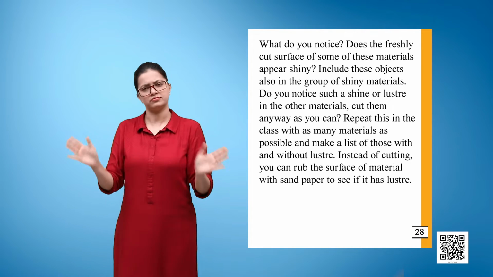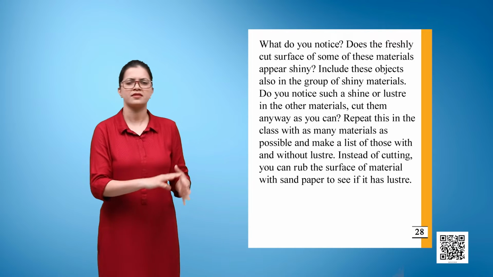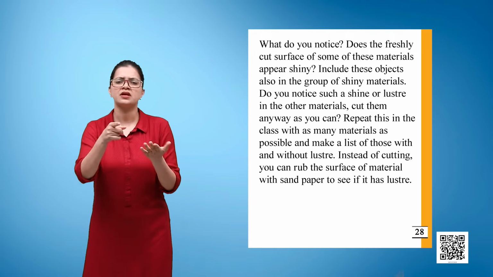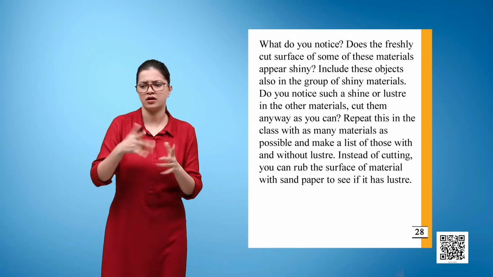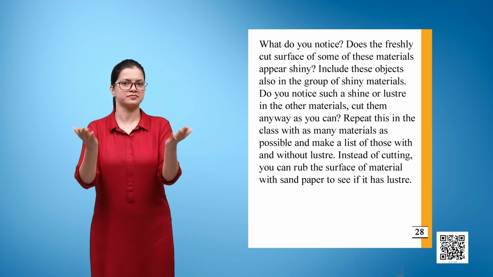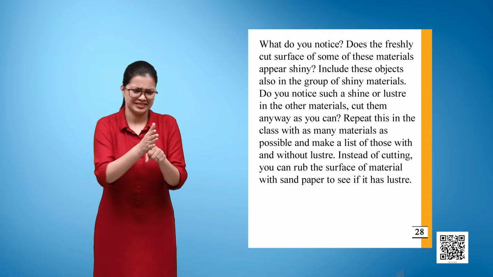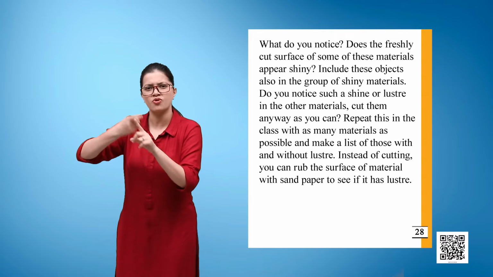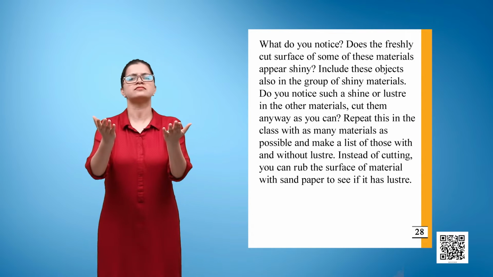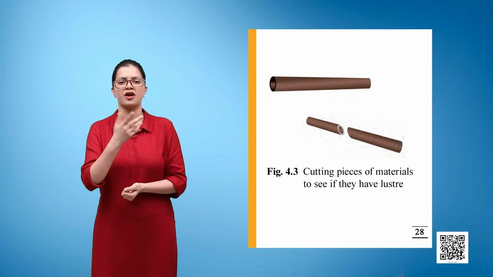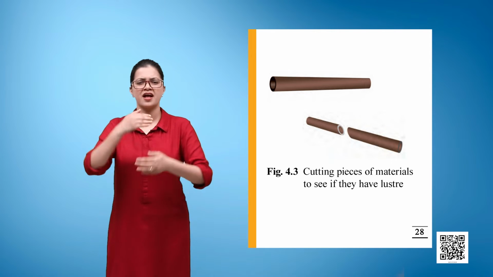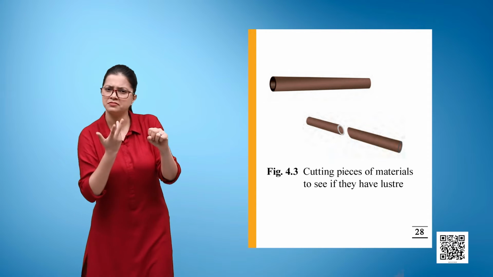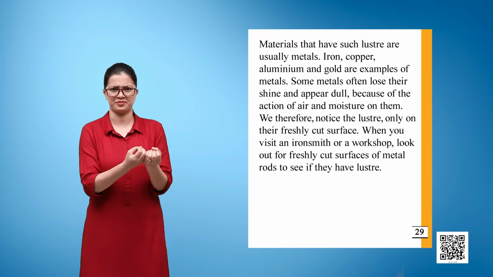Cut them if you can. Repeat this in the class with as many materials as possible and make a list of those with and without luster. Instead of cutting, you can rub the surface of the material with sandpaper to see if it has luster. Figure 4.3 shows cutting pieces of materials to see if they have luster. Page 29.